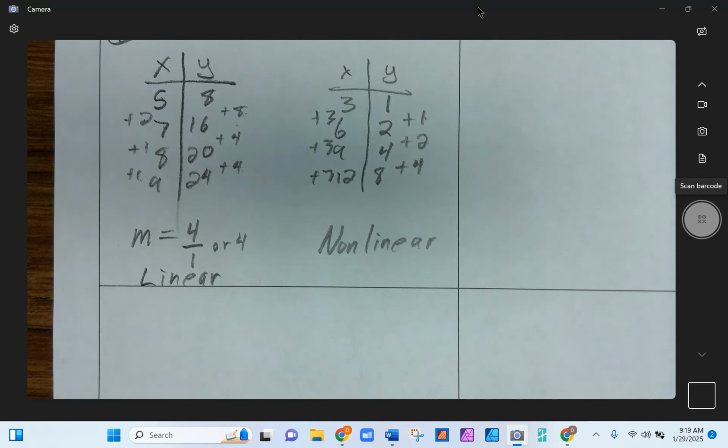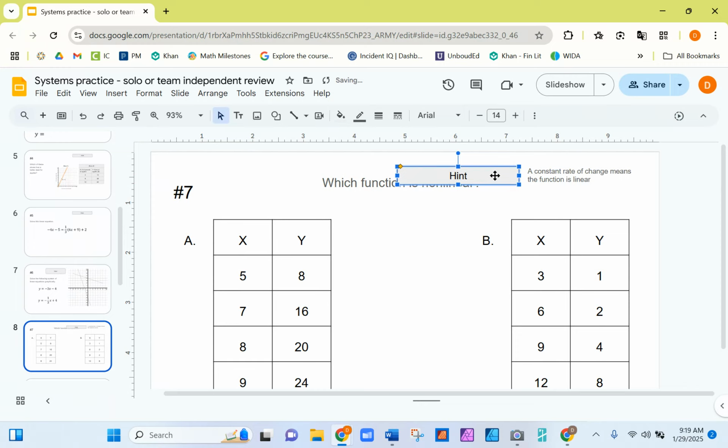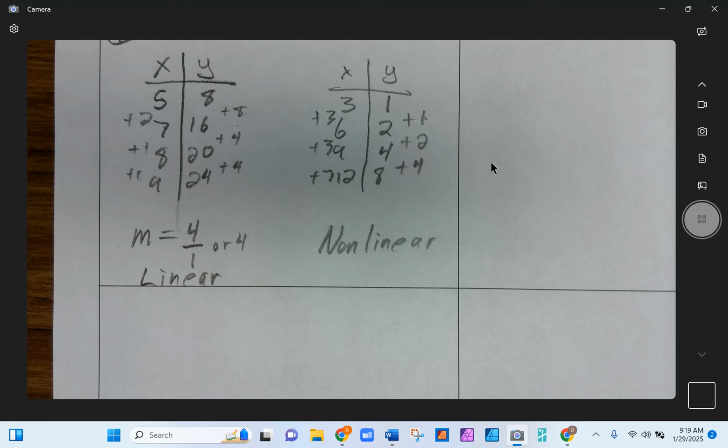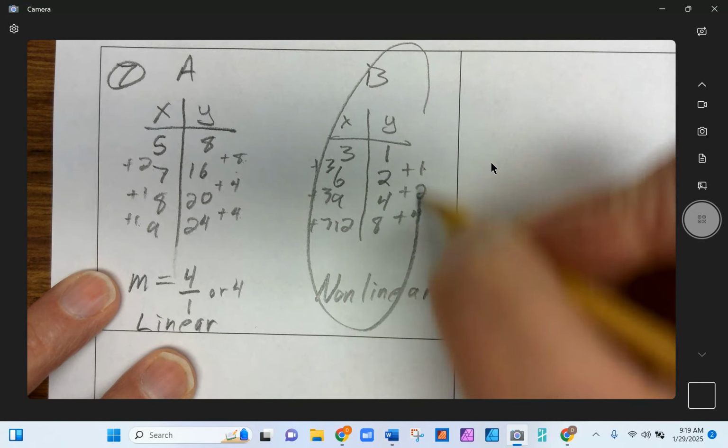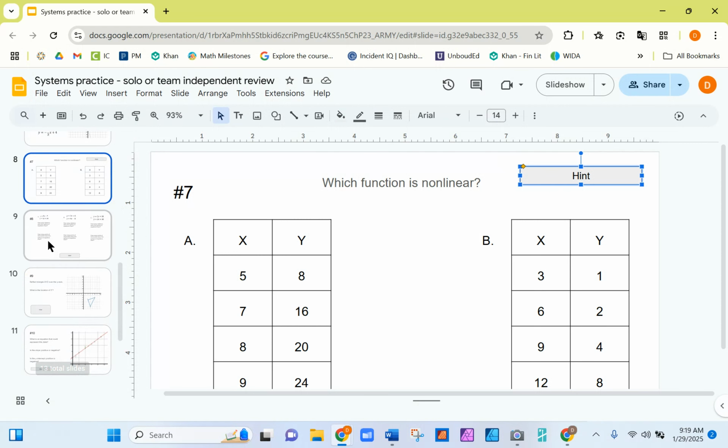Let's go back here and make sure that we're looking for the non-linear one. Hint, constant rate of change means the function is linear. So when you have a constant rate of change, like in function A, it's linear. But again, we're looking for the non-linear one, so it is B. Okay, number 8.